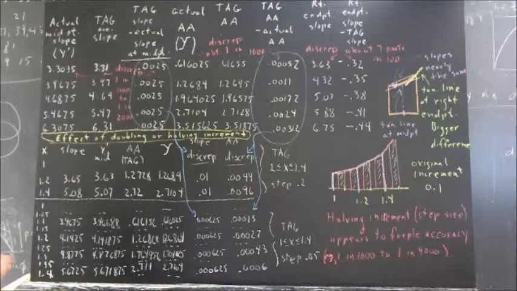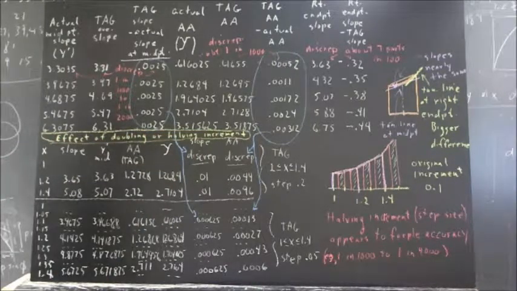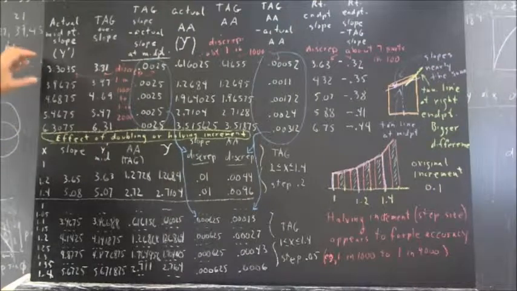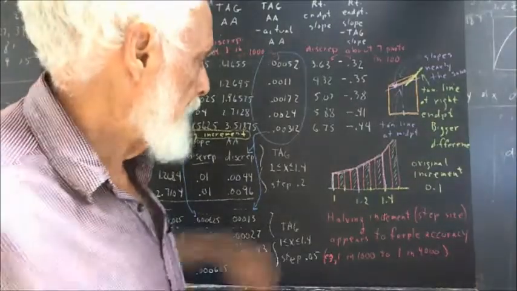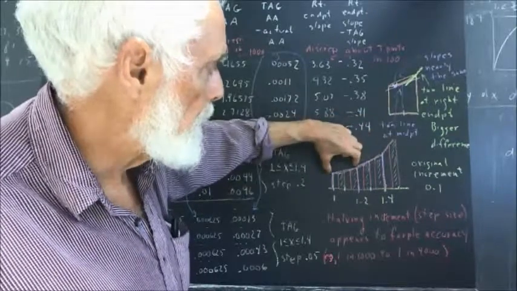Now, we move on after analyzing these discrepancies, and we asked, what's the effect of doubling or halving the increment? Okay, well, if we double the increment, that gives us an increment of 0.2 instead of 0.1. And I had that sketched here. You can see the purple segments that approximate the slopes.